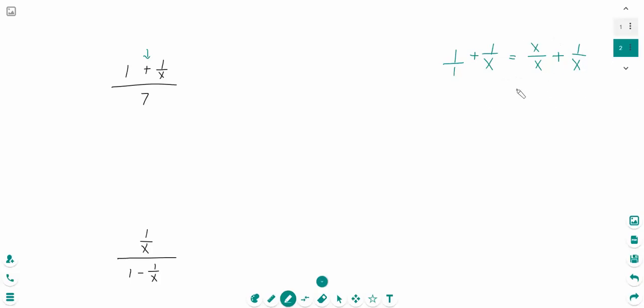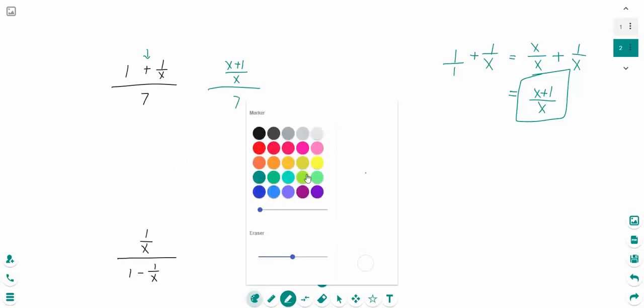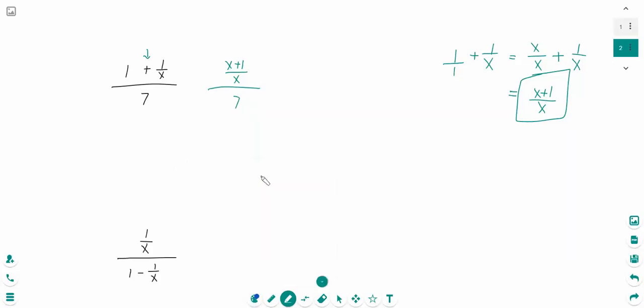Now we can add the numerator up, and we get x plus 1 over the common denominator of x. Now we've got our fraction. That's what we were aiming for. So this numerator becomes x plus 1 over x. The denominator remains a 7. And now we're going to divide this using our second step, which is divide as usual.